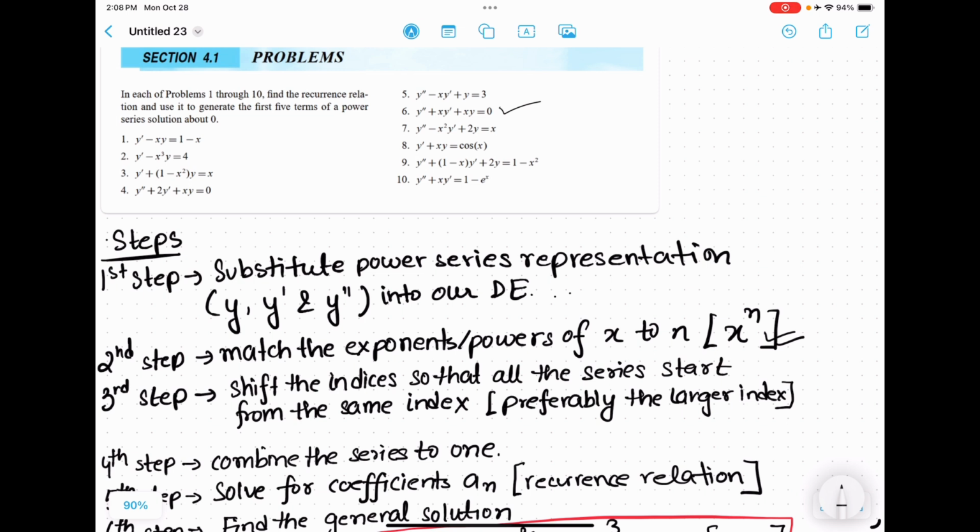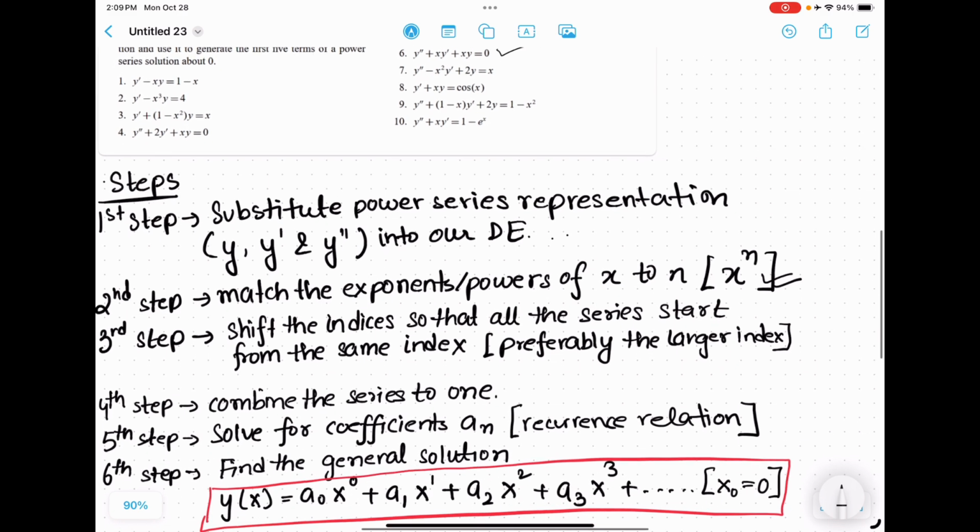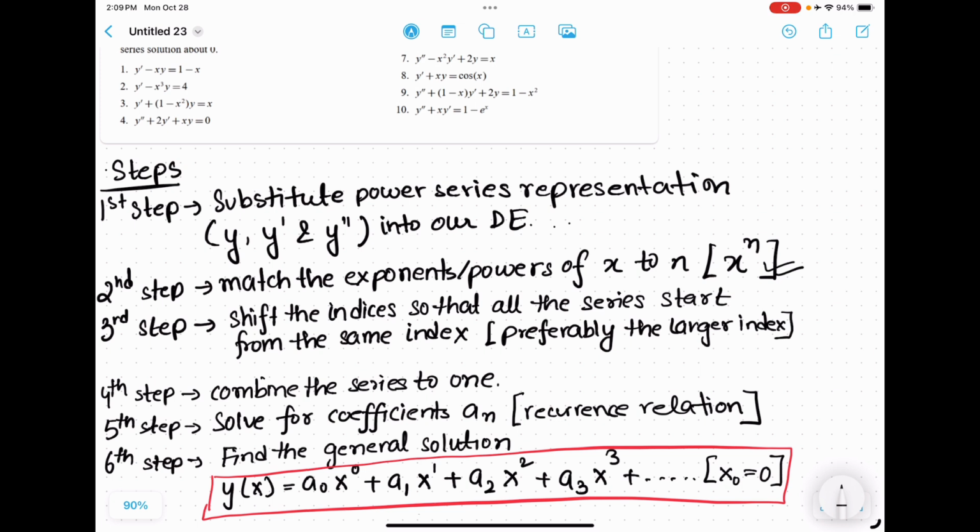But which one do we shift? We always shift the lowest ones, the lower ones, and we keep the larger indexes. Once we're done with our second and third step, we can combine our series into one. Then our fifth step, we find our coefficients a sub n using the recurrence relationship. Right after we have our coefficients, we can find our general solution, which will be in this form. So let's get started with our question.